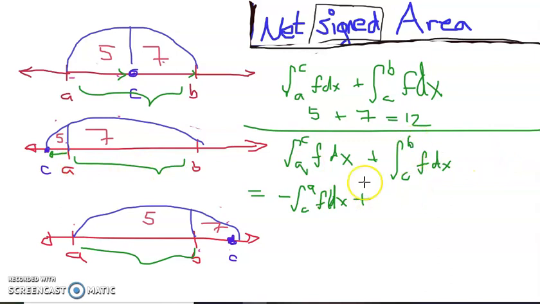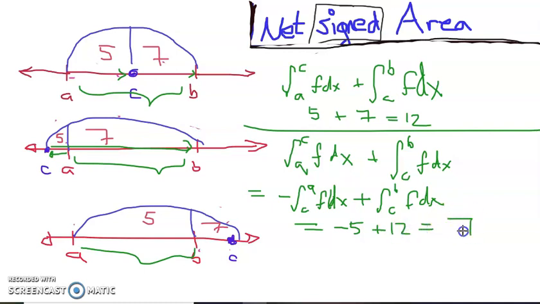plus, and then wait a second, from C to B is fine. That's correct. C is to the left of B, so you can start at C and go to B and you're going in a positive direction. That's fine. From C to B of f dx. Okay, and that should give us, this little area is going to be -5. And then from C to B, well, that's 12. And so that should give us 7. And that is, in fact, the area.